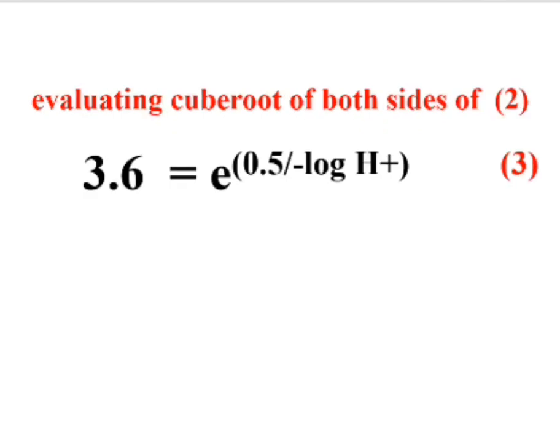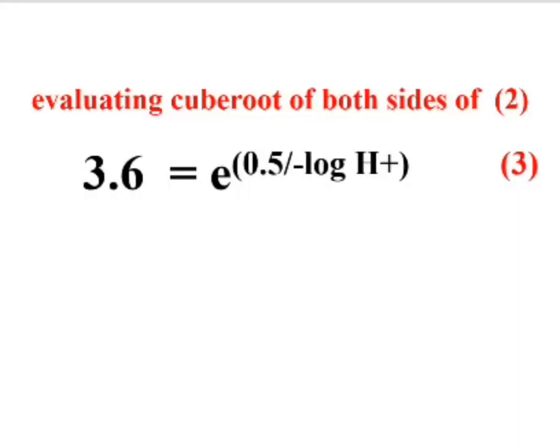Now, for us to remove the cube on the right hand side of equation 2, we need to evaluate the cube root of both sides of that equation. It's only when we evaluate the cube root that the index 3 on the right hand side will be cancelled. And so evaluating the cube root of both sides of equation 2, we have 3.6 to be equal to the exponential of 0.5 divided by minus log of hydrogen ion concentration.